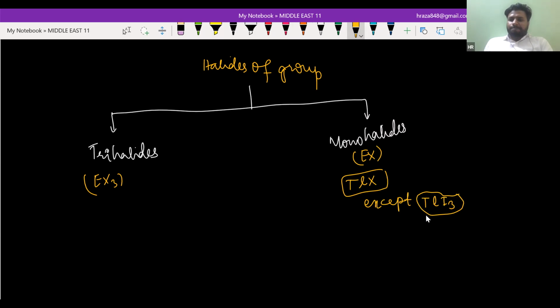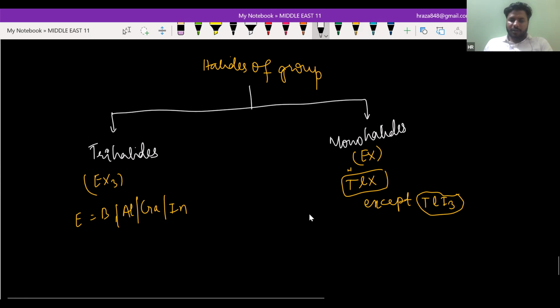This is basically trihalide, and here E will be equal to either boron, aluminum, gallium and indium, not thallium, because thallium is stable in +1 oxidation state. That's why in this TlI3, it is Tl+ and I3-, there will be a force of attraction between negative and positive charge.